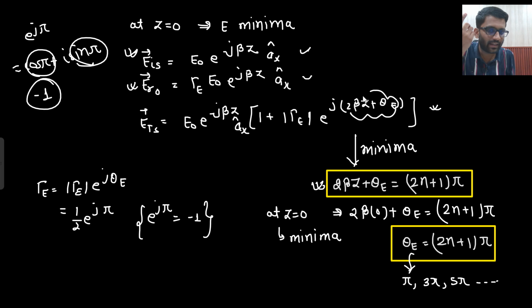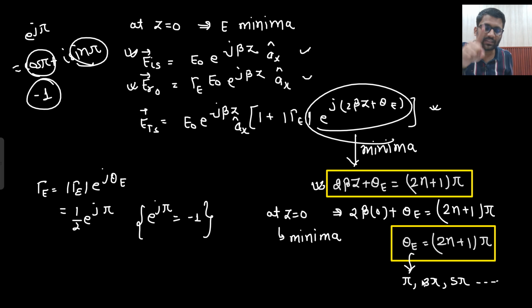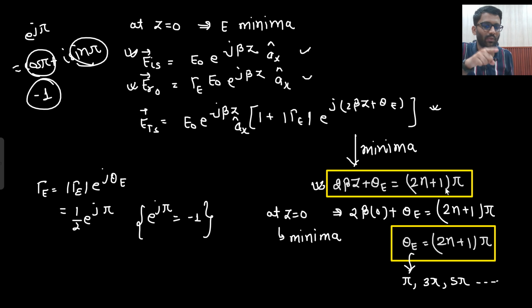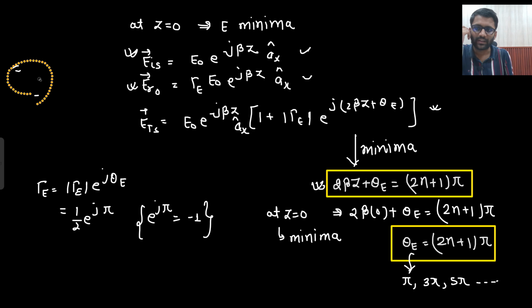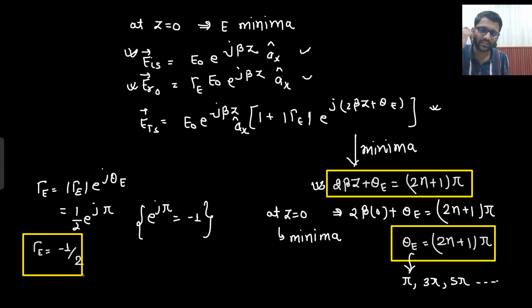And that is very obvious, because when I want this value to be -1, I keep the angle equal to (2n plus 1) pi. So certainly it has to be -1 only, or you can calculate directly. Don't think this much, you will not be able to think this much in the examination. So just calculate. E to the power pi is -1, e to the power 3 pi is also -1, e to the power 5 pi is also -1. That means your gamma E is -1 by 2.